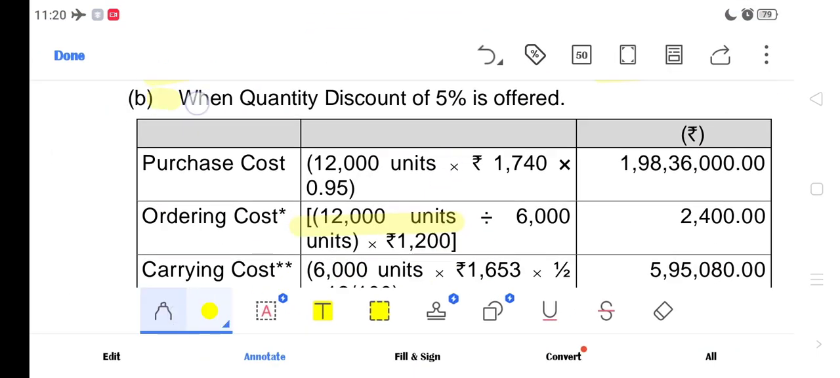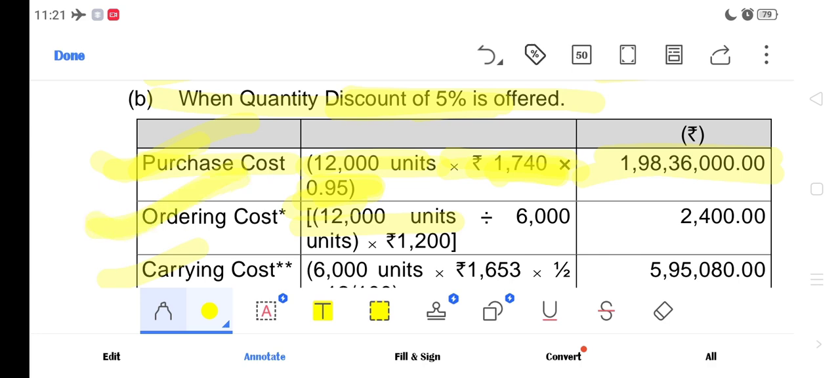Yes, so when a quantity discount of 5% is offered, what is the purchase cost? Here also you have to compute purchase, order and carrying cost to arrive at the total cost. What is purchase cost, guys? 12,000 units only are required, and the price is 1740, but they are giving a quantity discount of 5%. So 1740 into 0.95, not 100%, only 95%. So 12,000 into 1740 into 95%, which comes to a total of 1 crore 98 lakh 36,000.